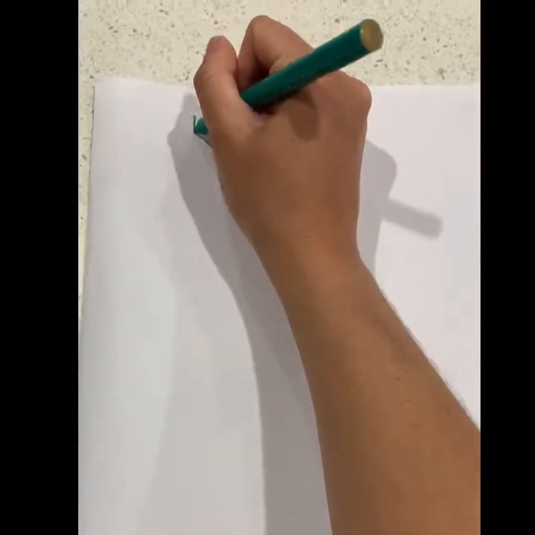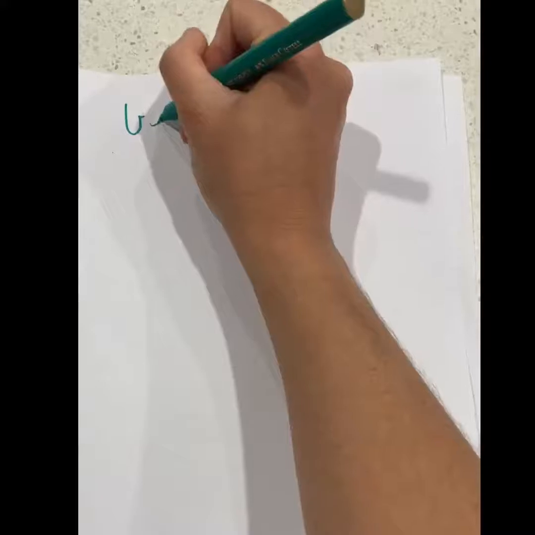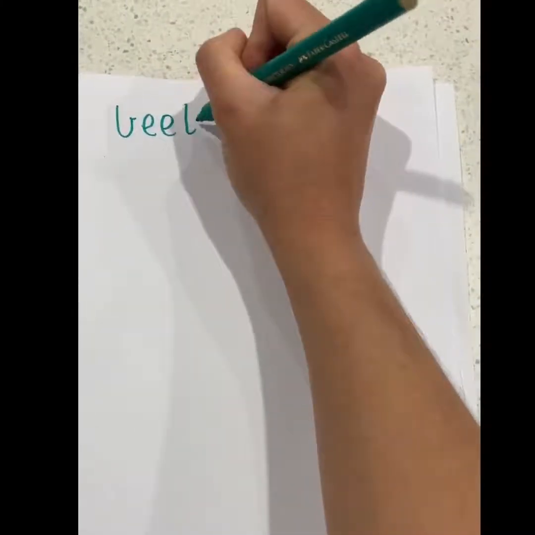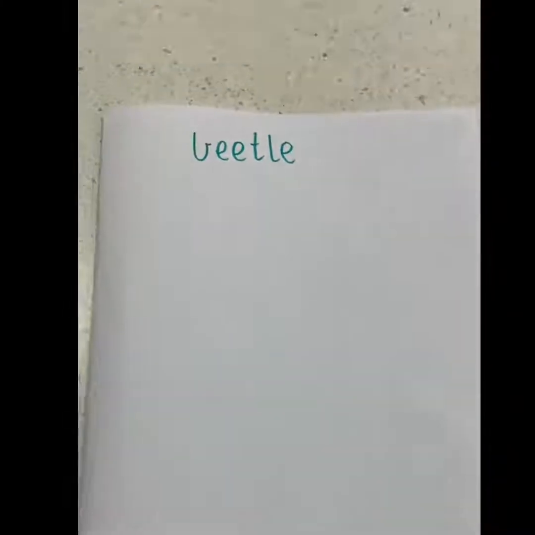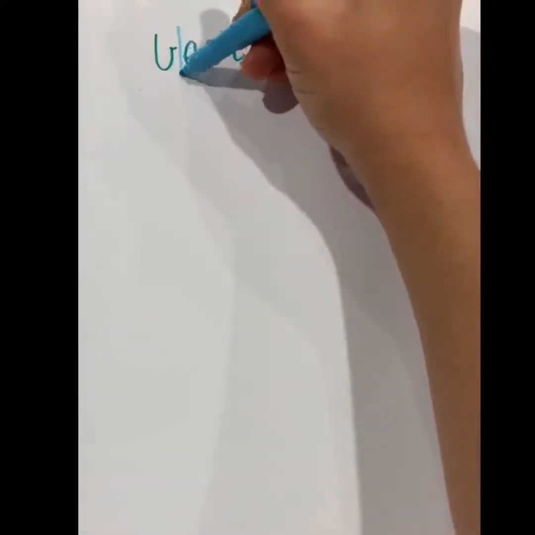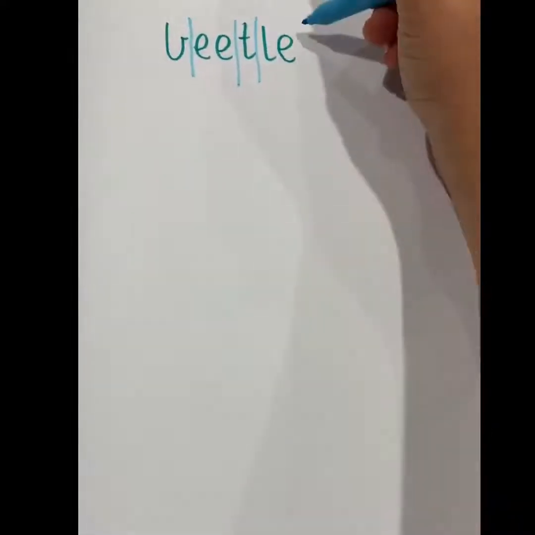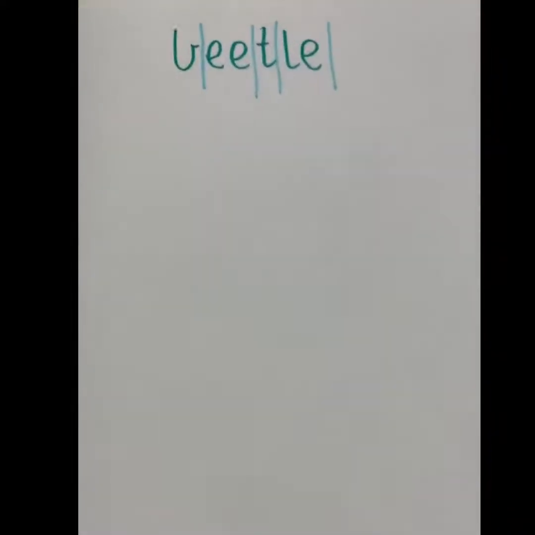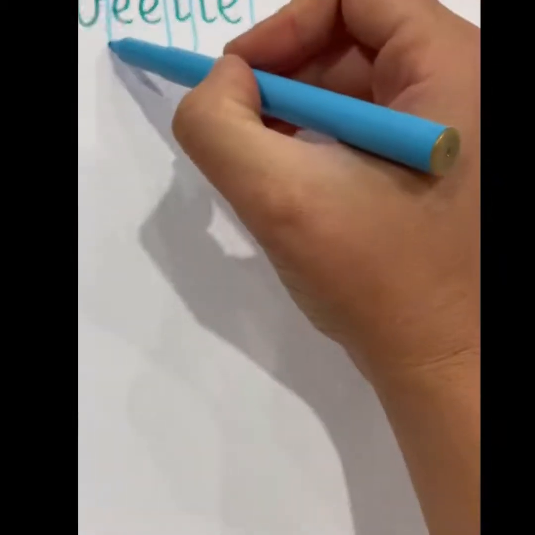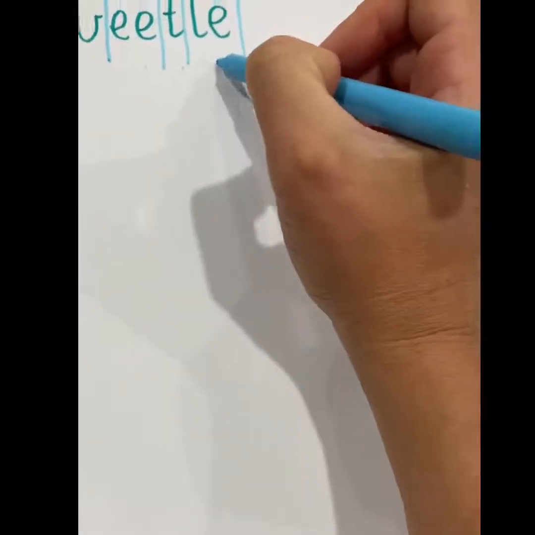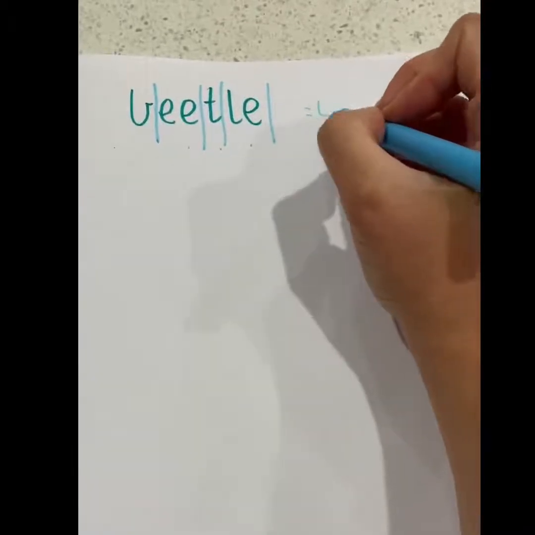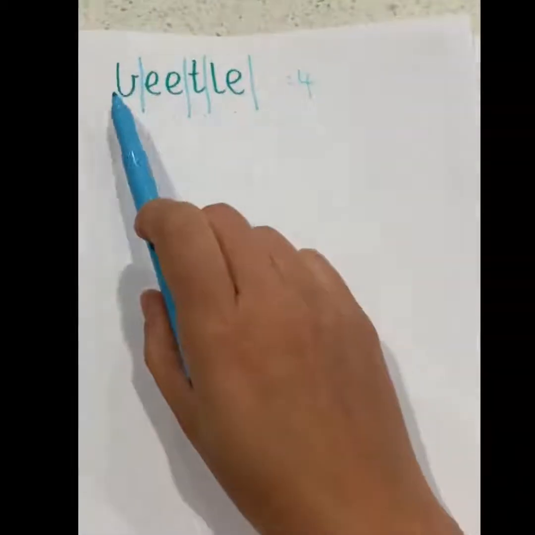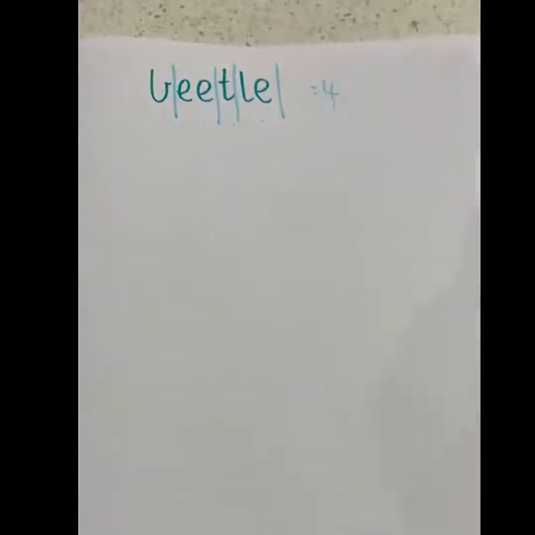The first thing I'm going to do is write the word beetle. The next thing I'm going to do is sound out the word beetle, and every time I hear a new sound, I'm going to separate it. So I've got b, e, t, ul. How many sounds are in the word beetle? I've got 1, 2, 3, 4. 4 sounds. But I've got 1, 2, 3, 4, 5, 6 letters.